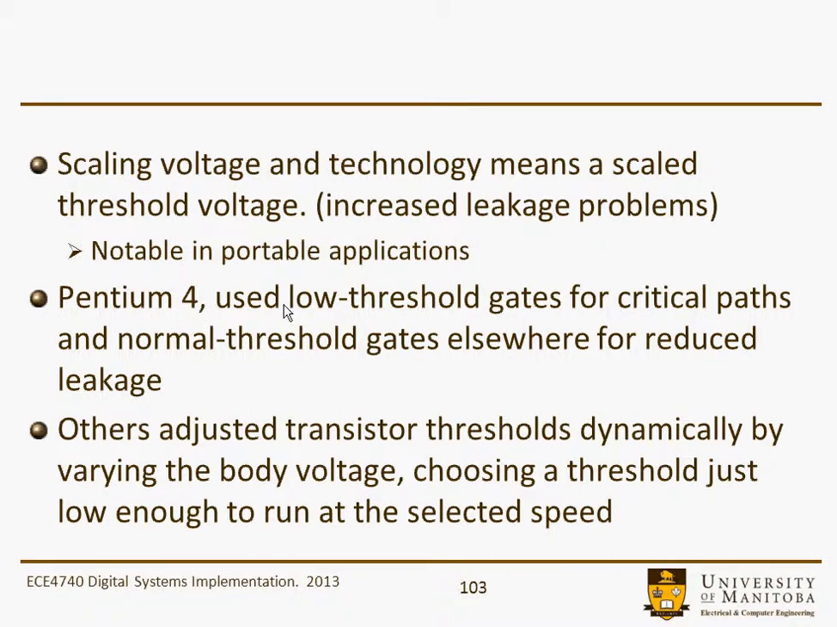Here's an example. Pentium 4 used low-threshold gates for critical paths and normal-threshold gates elsewhere for reduced leakage. And what we saw earlier with some of the FPGA technology, they adjusted transistor thresholds dynamically by varying the body voltage. So you're choosing a threshold voltage just low enough to run at the speed selected.